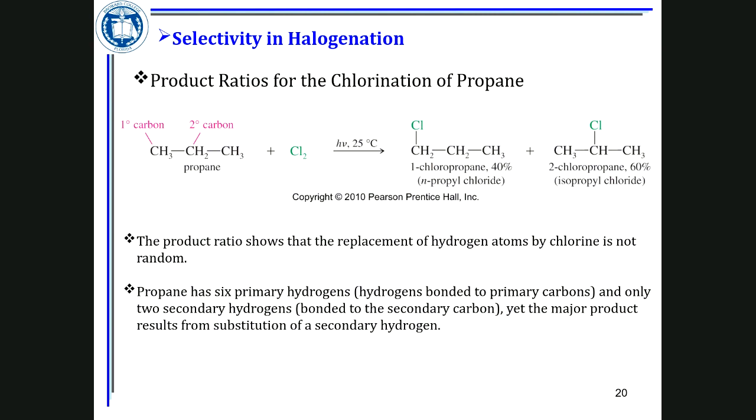So we have two possible products here. If primary is being replaced, you get your minor product. If secondary is being replaced, you get your major product. What does that mean? Is the primary free radical more stable or the secondary free radical more stable?